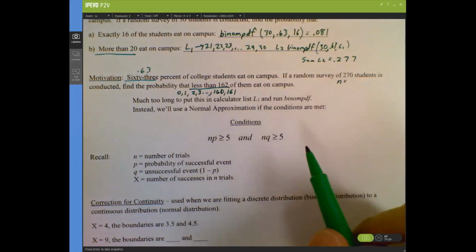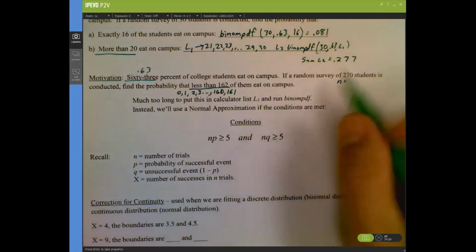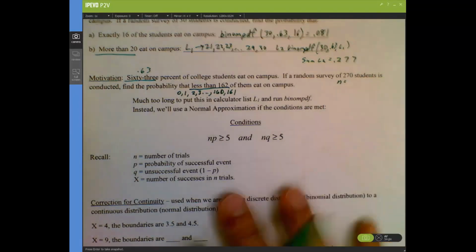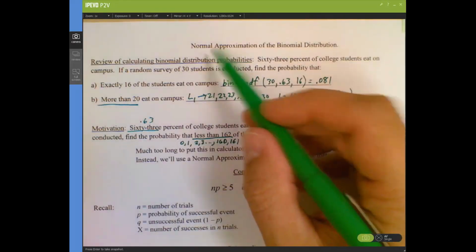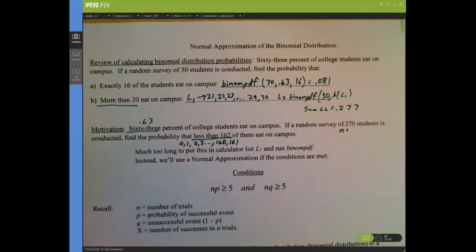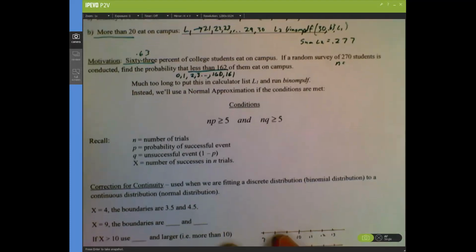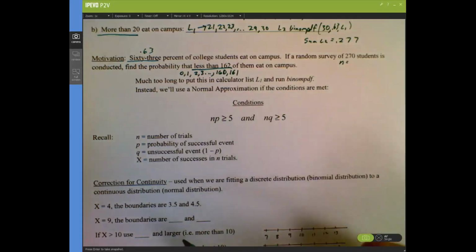Most calculators can handle a list that big, but to try to run that would be way too many calculations to do. What we will do instead is use a normal distribution, and we'll approximate it using a normal distribution. That's the reason why we do this, because this would be much too long to put in our list L1.